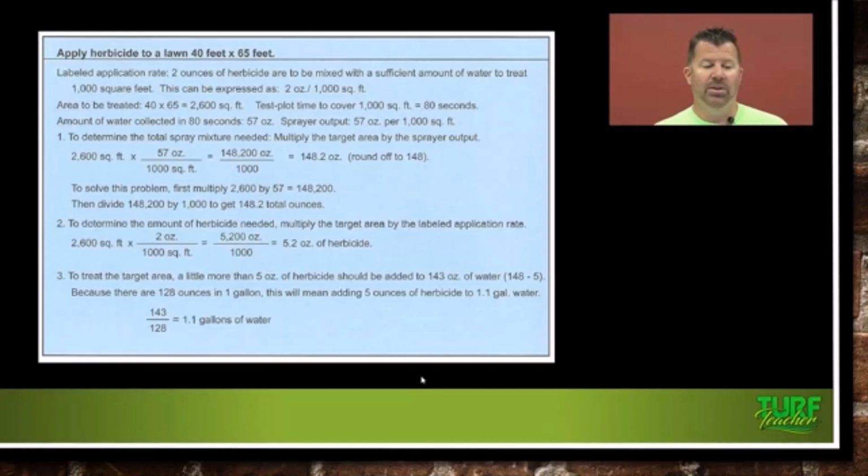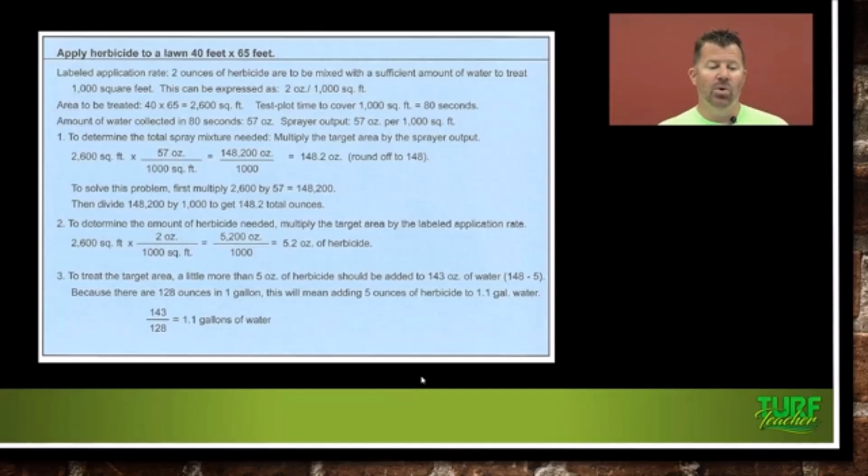So to solve this problem, first multiply the 2600 by 57, which gives you 148,200, and then divide the 148,200 by 1,000 to get you the 148.2 total ounces. Next step, to determine the amount of herbicide needed, multiply the target area by the labeled application rate. So we have 2,600 square feet, multiply it times the 2 ounces per 1,000, gives us 5,200 ounces per 1,000 square feet. And so you divide by the 1,000, gives you 5.2 ounces of herbicide.